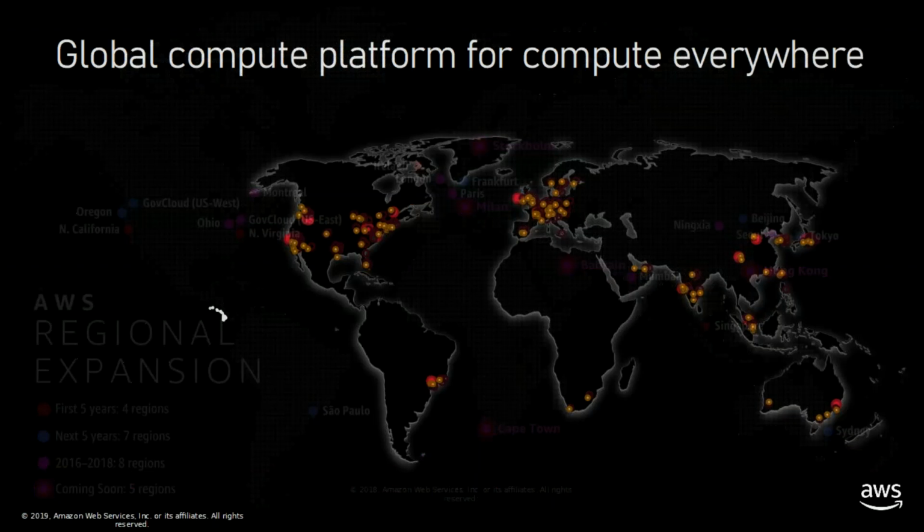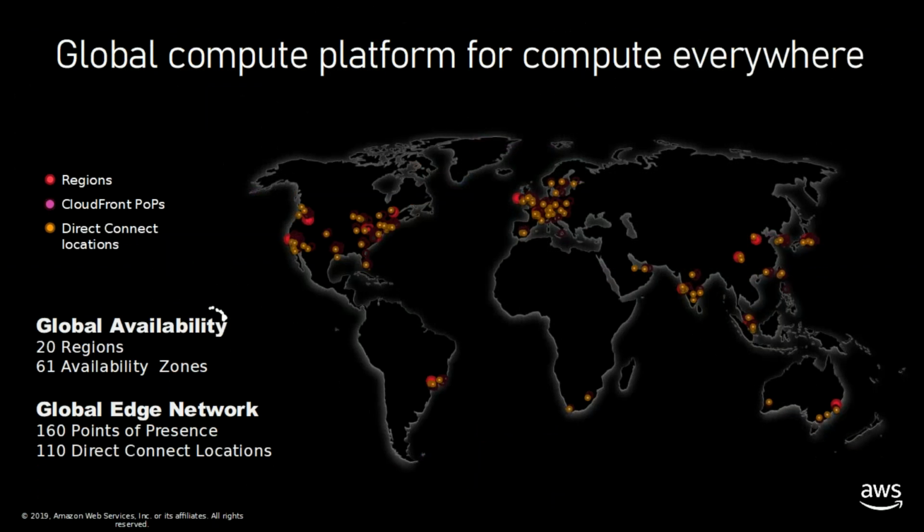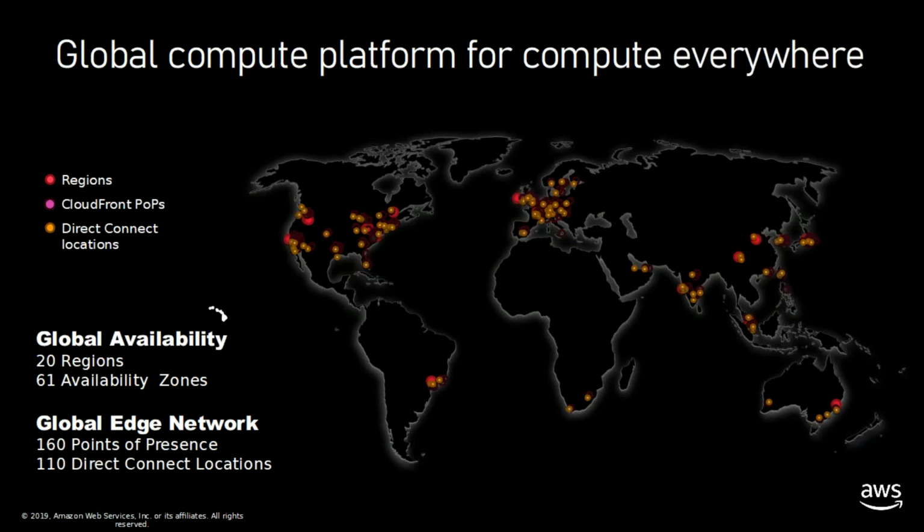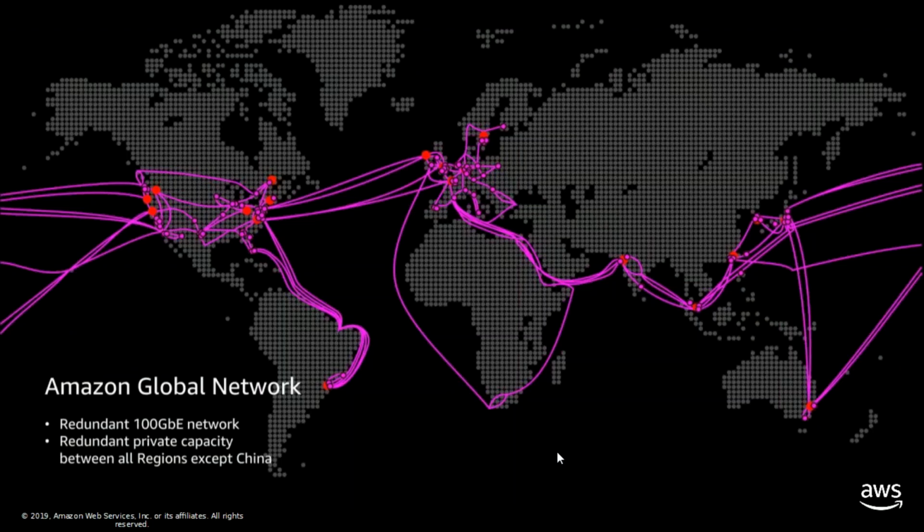And this is the global compute platform for everywhere. As we can see here, we have global availability, 20 regions, 61 availability zones. And here we can see the Amazon global network, how they are interconnected with each other. And the broadest and deepest cloud platform for today's builders.